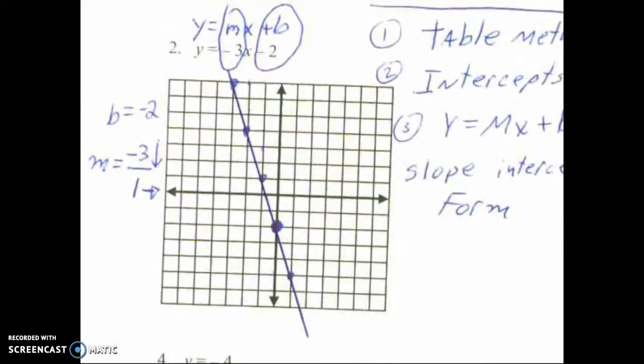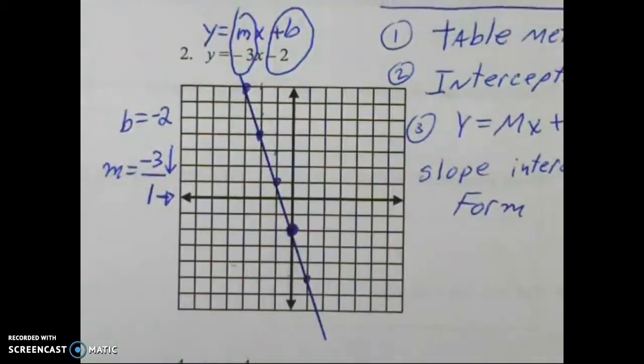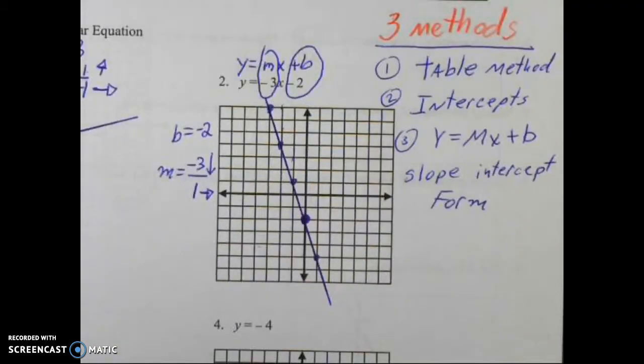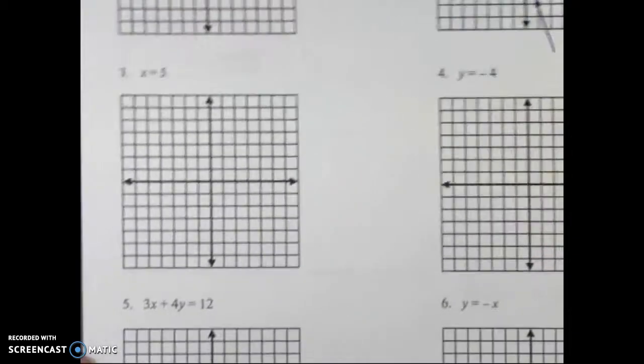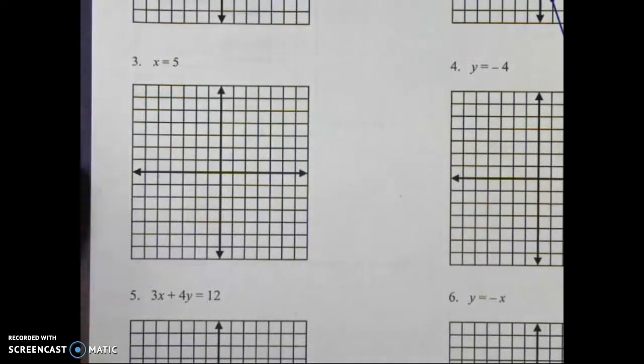So number 2 and number 1 are done just by using my y-intercept, right? So now we got to look at number 3, and that's a weird one.